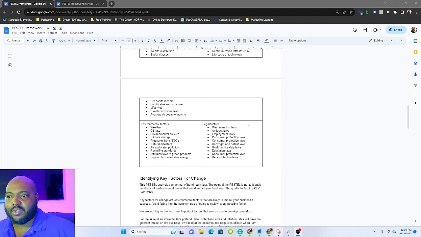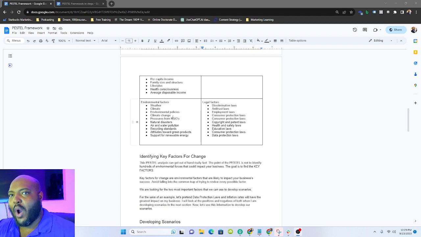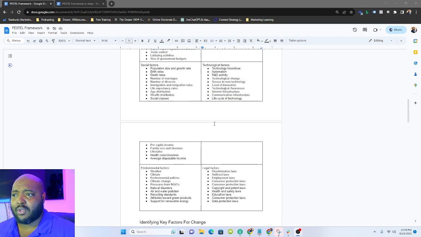And then legal factors. Are there laws that are changing that are going to change how you can interact with your consumers? So once we have done those, we're looking for 1 to 2 in each one of these buckets that we think are going to have an impact on our business.